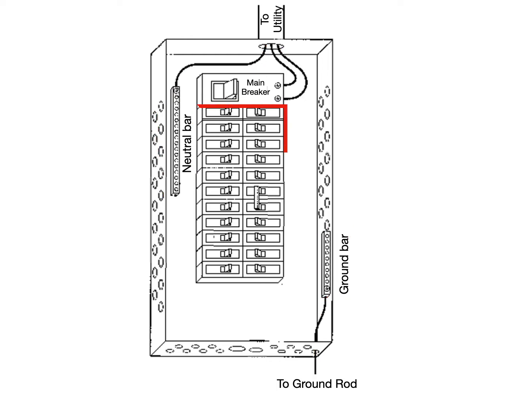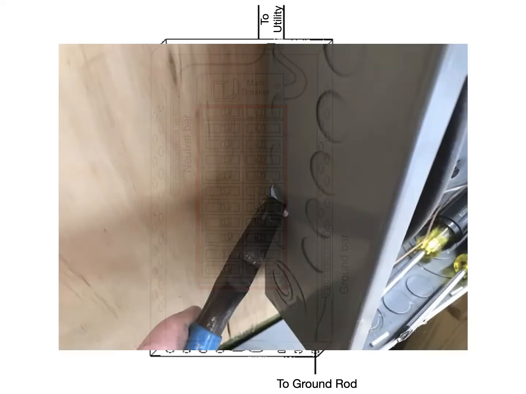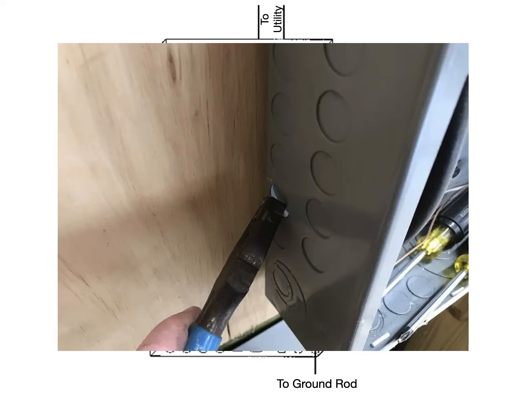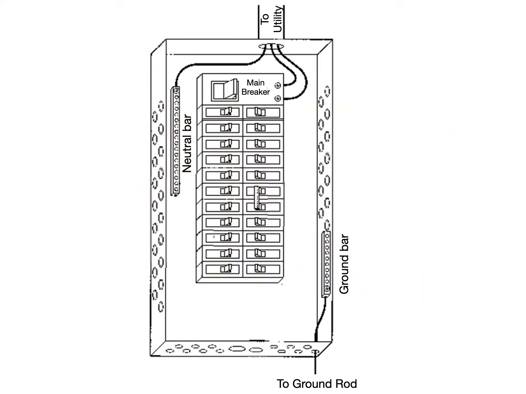All of the circuit feeder breakers are located in the middle of the panel. Cables from the various outlets in the house enter the panel through knockouts that are located on the perimeter of the panel. The hot wires are connected to the breakers in the middle of the panel, while the neutrals are connected to the neutral bar, and the ground wires are connected to the grounding bar.